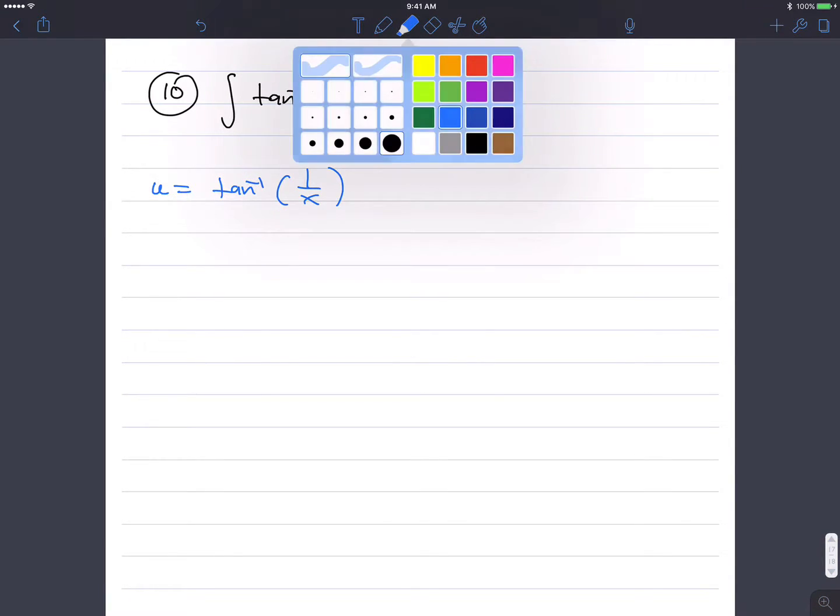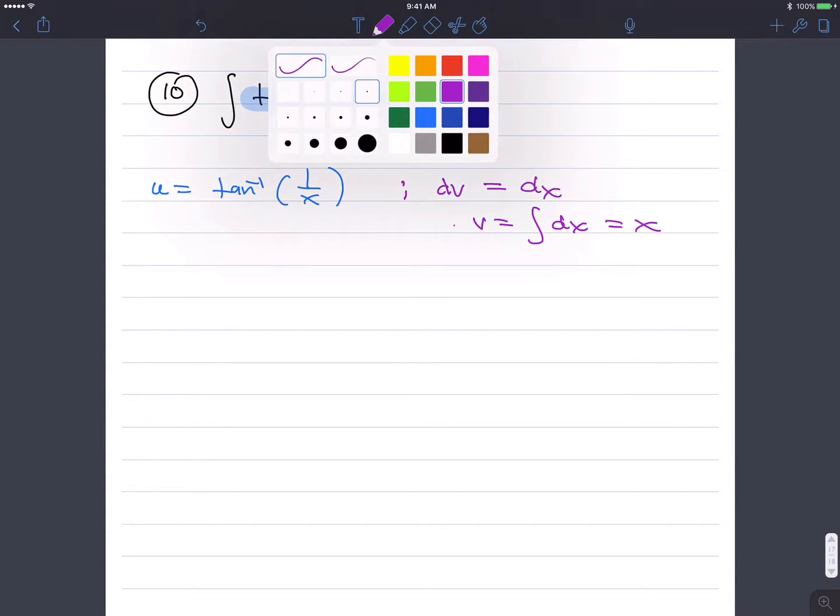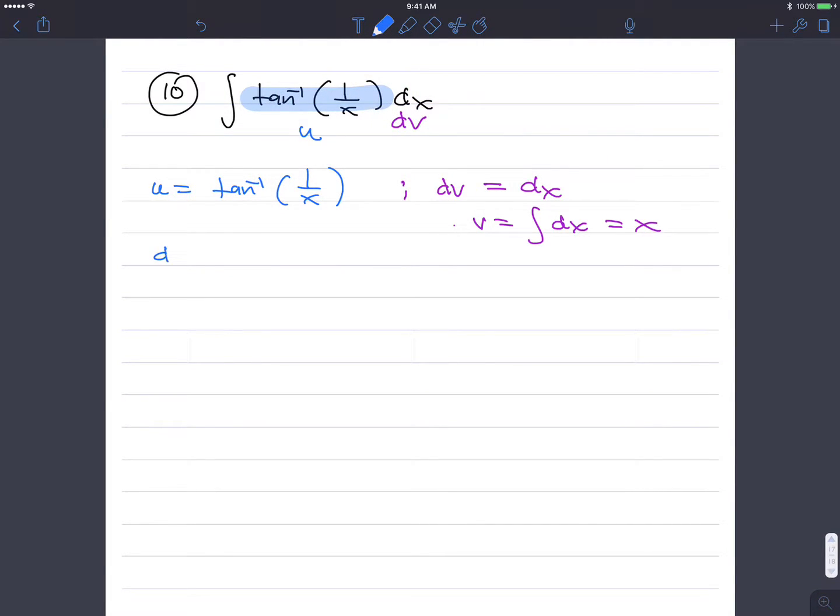And so take a look. We're saying let this portion be u. Now what that means is that dv will be dx, so v will be the antiderivative of dx, or just simply x. Now we're going to have to find du. So du dx will be, now this is inverse tangent, so the derivative of inverse tangent, and then by chain rule, is 1 over 1 plus 1 over x to the second power times, by chain rule, the derivative of 1 over x.